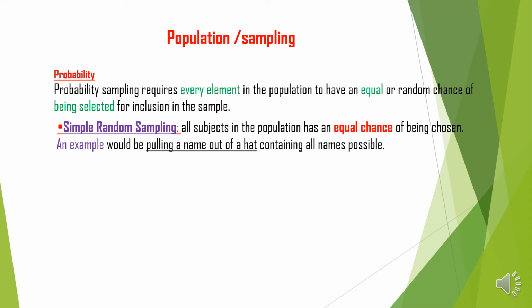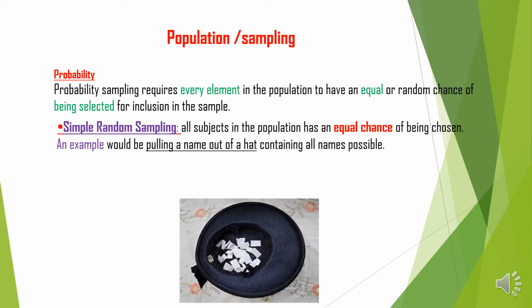Example, if we're trying to pull a name out of a hat containing all names, it is a simple random sample. Let's say that we are 50 and we want to select 3 of us to go meet the leadership group. How can we select them? We will put our 50 names inside a hat, mix them very well, then ask anyone to come and select any 3 names. So now every single one of the 50 has an equal chance to be selected. So the 3 have to represent the population of the 50 of us. So pulling names out of a hat containing all names is a simple random sample.